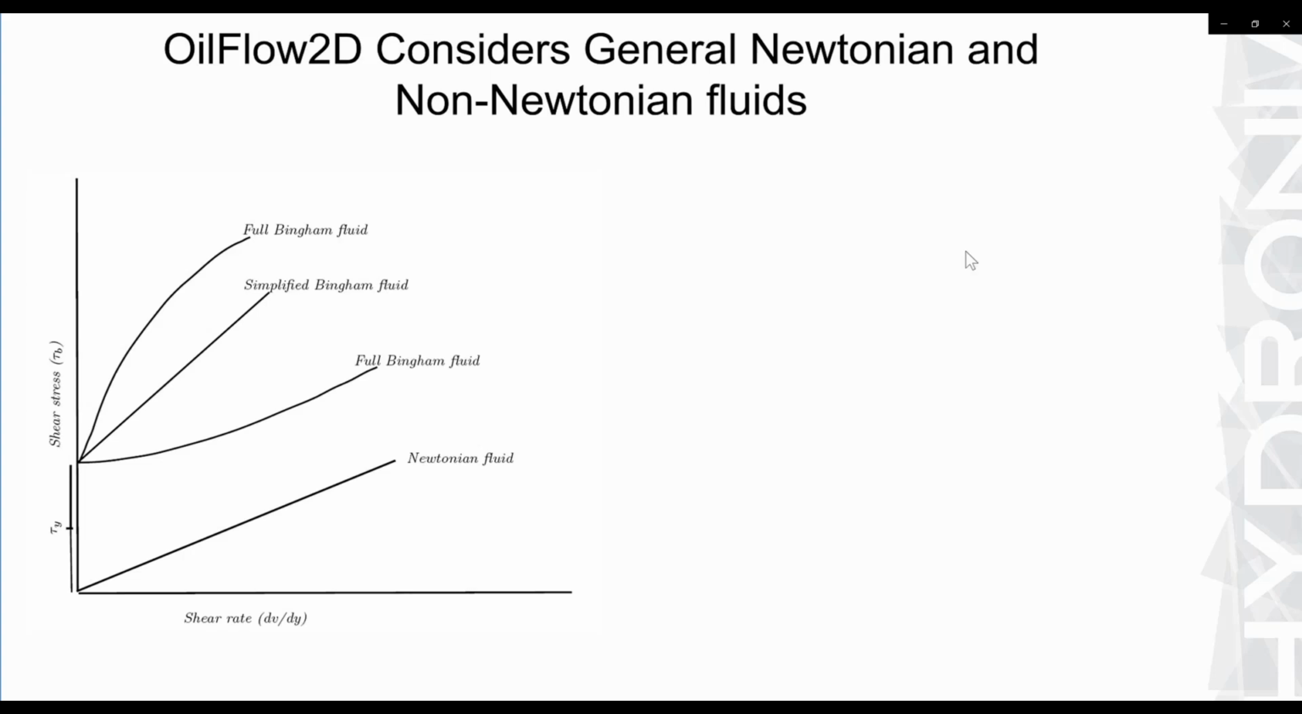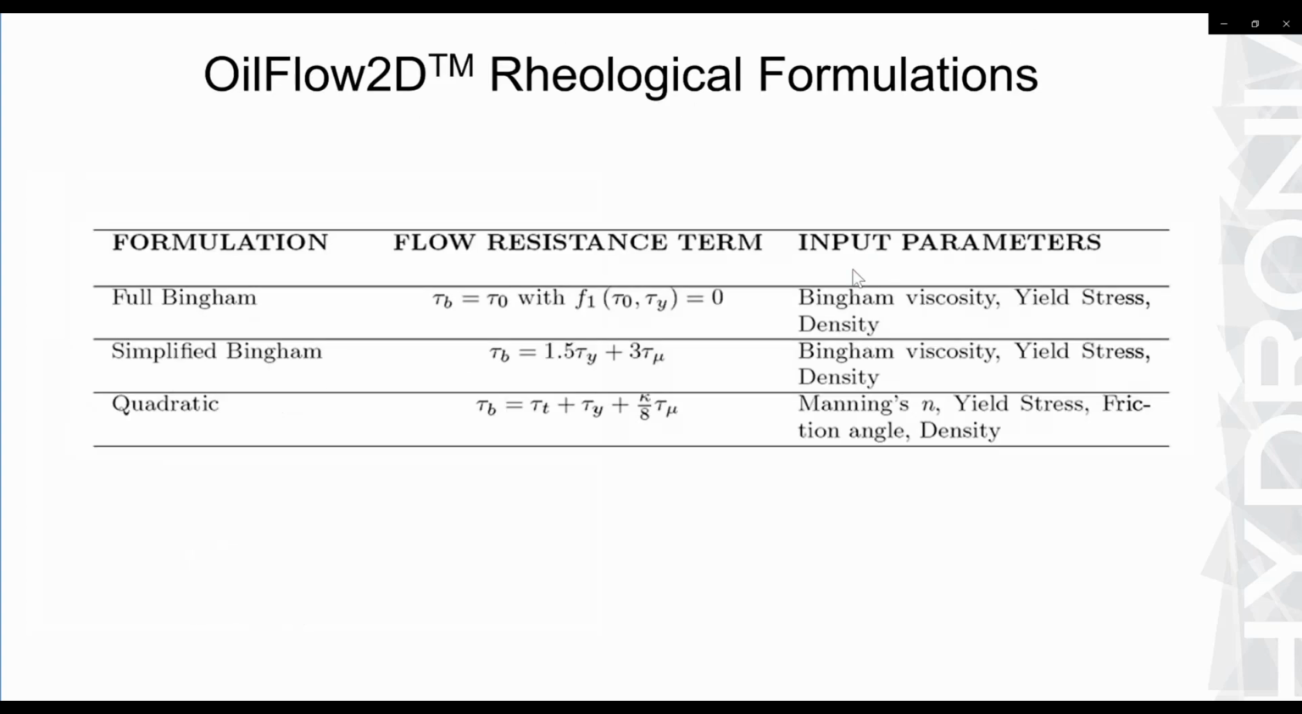The model also included the consideration for non-Newtonian fluids, fluids that can vary in viscosity or can show a yield stress. And the stress terms that I showed you before in the equations could have a yield stress and also a viscosity term that represents a fluid that is not similar to water. It can vary in viscosity, it can have a much higher viscosity than the viscosity normally considered in a shallow water model for water. The rheological formulations that are available in that basic model include the full Bingham, simplified Bingham, and quadratic model. They can consider the typical behavior of most crude oils.